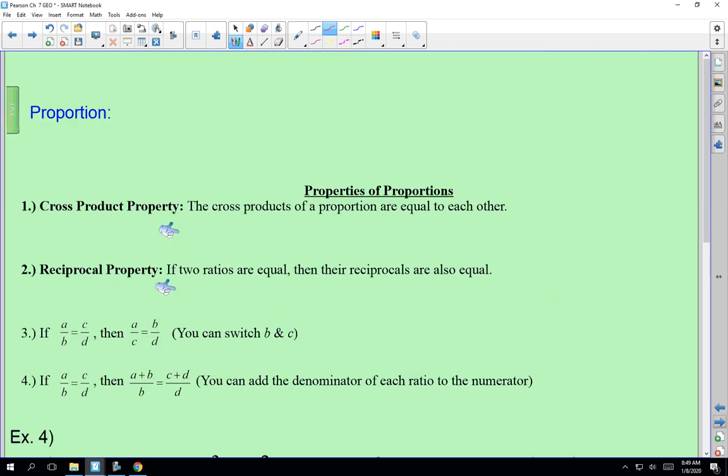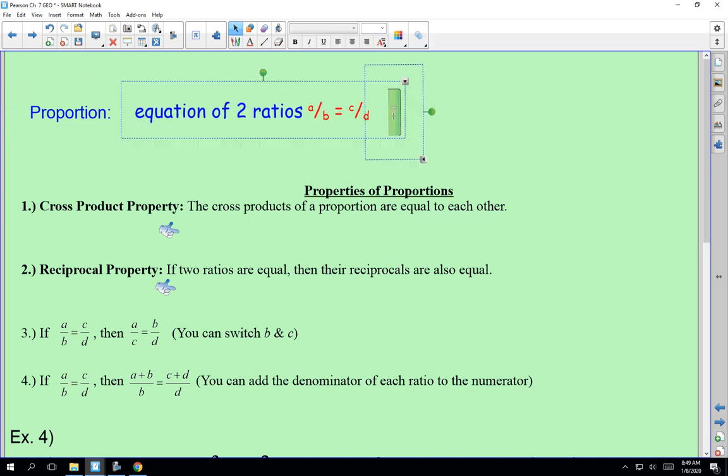Okay. Proportion. Here's what a proportion is. It's the equation of 2 ratios. And there are several properties of proportions listed below, at least one of which you already know. The first one: equation of 2 ratios, A over B equals C over D. You might want to write it like this.